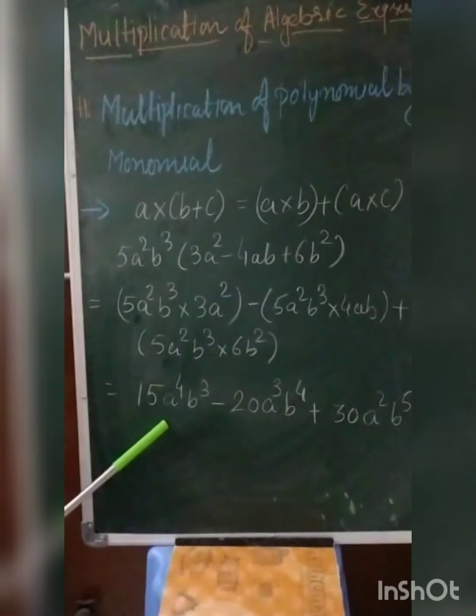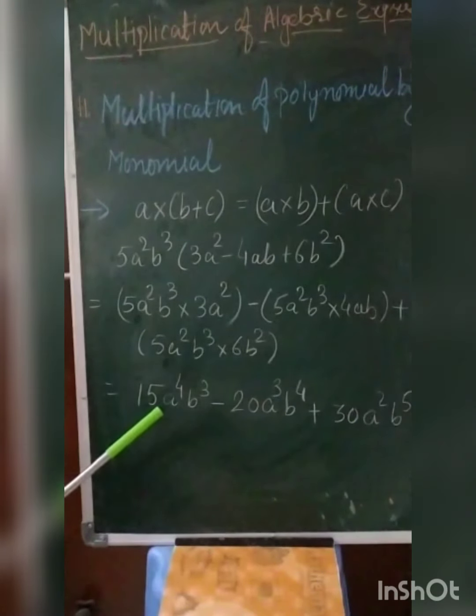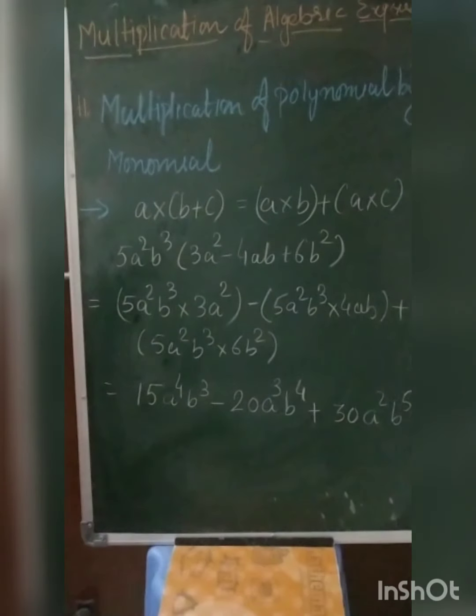So this is the final answer, how we have to do the multiplication of a polynomial by a monomial by using the distributive property. So in this video we have seen some of the topics related to algebraic expression: addition, subtraction, and to some extent multiplication, like multiplication of a monomial by a monomial and multiplication of a polynomial by a monomial. Now in the next video we will see how to do the multiplication of two binomials.